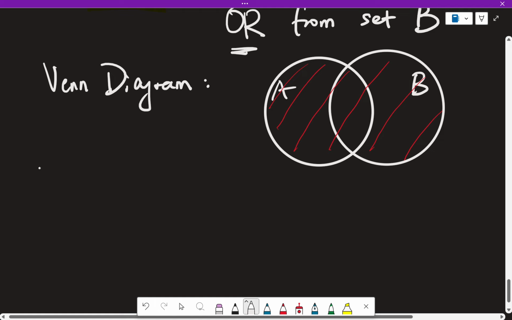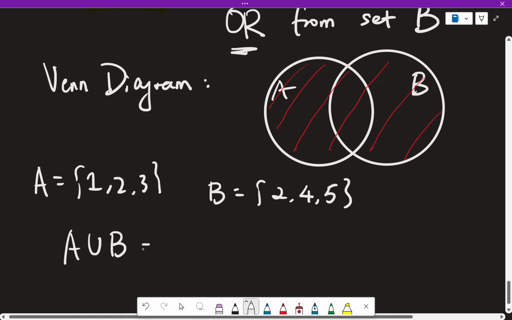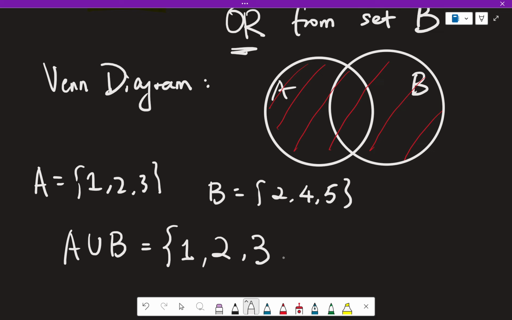If I list those elements out, if I have set A that is 1, 2, 3, and set B that is 2, 4, 5, then A union B would be all elements listed here. 1, yes, it is listed in A. 2 is listed in both A and B, but we just need to list it once. 3 is in A, 4 in B, and 5 in B. So this would be A union B. We unite two sets into a whole set.